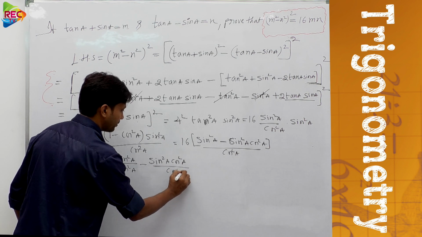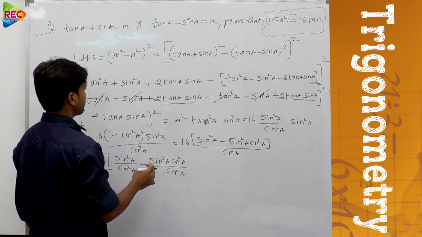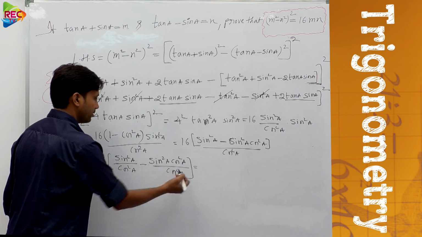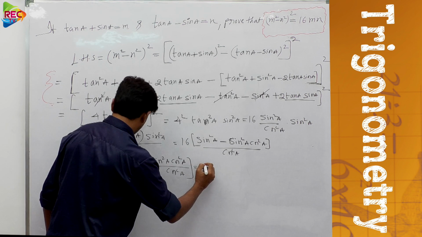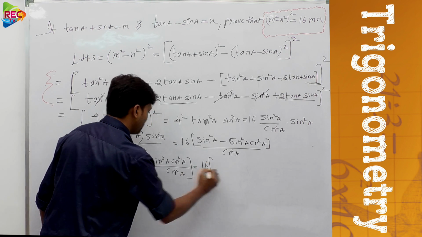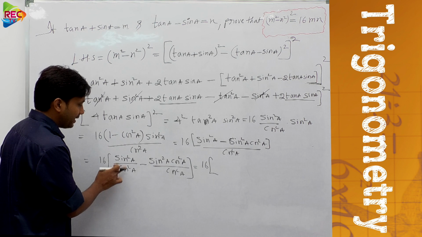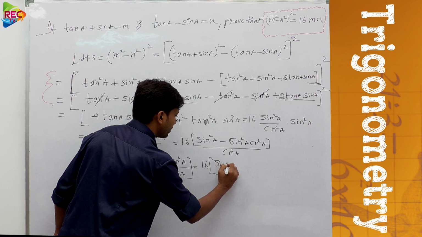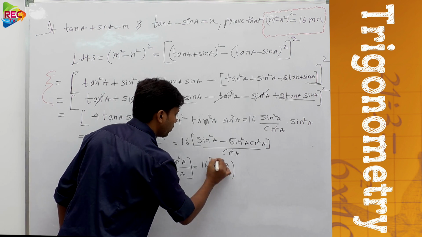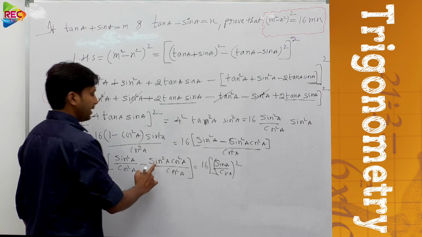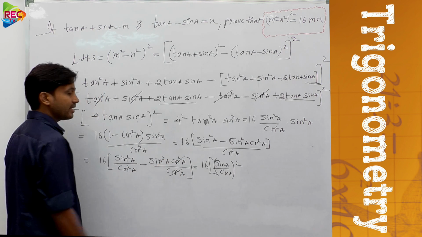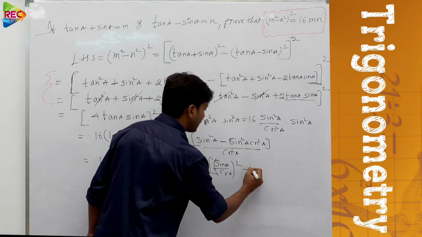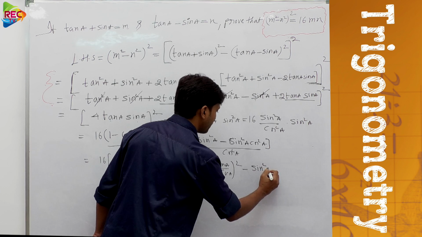By cos square a, okay, cos square a, right? Now just see here, I just want to say that 16 into sin square a by cos square a, here can we put the square in common or not? Okay, sin a by cos a whole square minus, here cos square a can be cancelled in numerator and denominator part. Here sin square a is left over, so we can write it as sin square a.